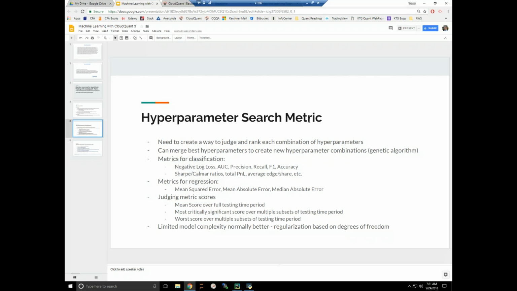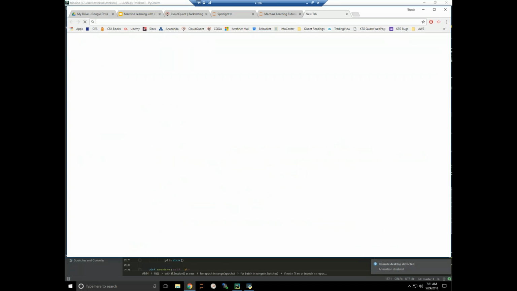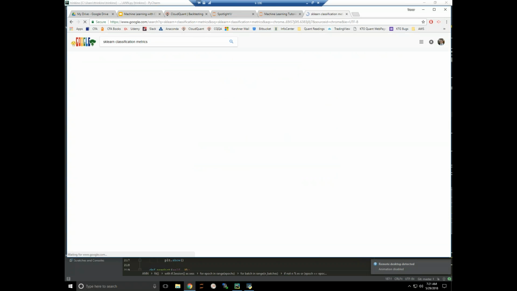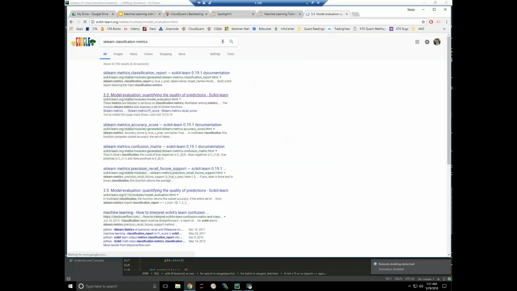And this can sound like a pretty simple problem at first, but it's actually fairly difficult, just because each different metric in its own sense is going to get you slightly different results. A lot of the metrics for classification that I use, my two favorite are negative log loss and area under the curve. If people would like to research these a little bit more or get some more information on them, I would recommend going to Scikit-Learn classification metrics, and it will be right here.